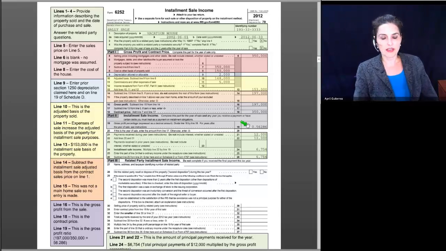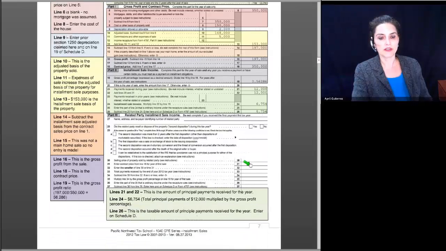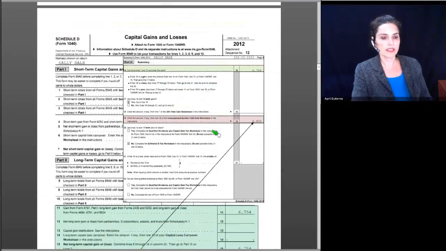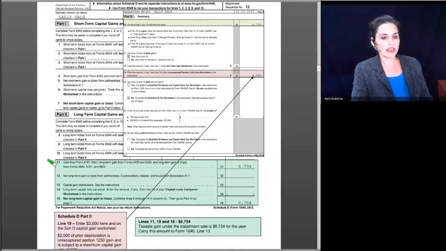She made a pretty good amount of money on that sale. And then the next step is to enter the payments that she received on that contract for the year, and the payment she received was $12,000. We multiply 12,000 by 56.286%, and we get $6,754. That is the taxable profit for the year. And we're going to then carry that amount to the Schedule D. So we go over to Schedule D, and we find the gain to enter from Form 6252, and we enter that $6,754. We then carry that down because there's no other entries on this particular Schedule D, and we get a net capital gain of $6,754.